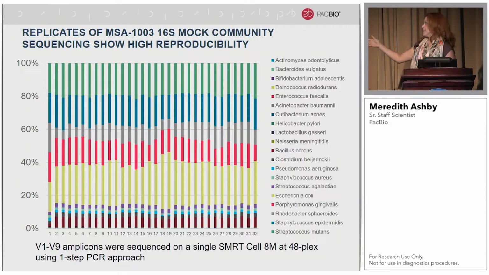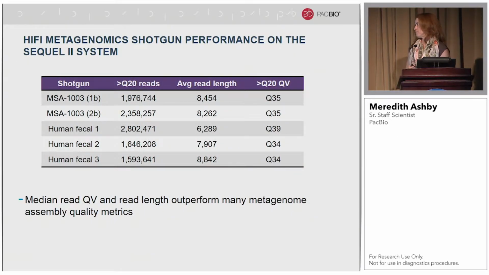So this is a graph showing the high reproducibility of our reads, showing that over the course of only 32 samples, which could fit on the screen easily and still be decipherable. But you can see that there's very consistent reporting of what is in that mock community sample.